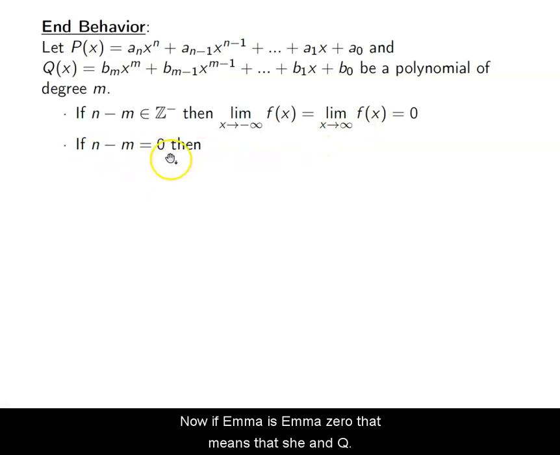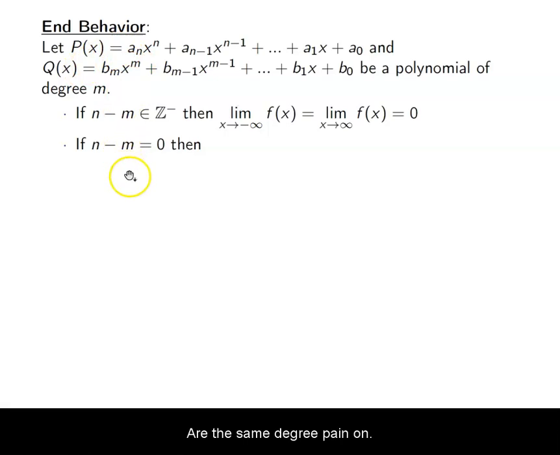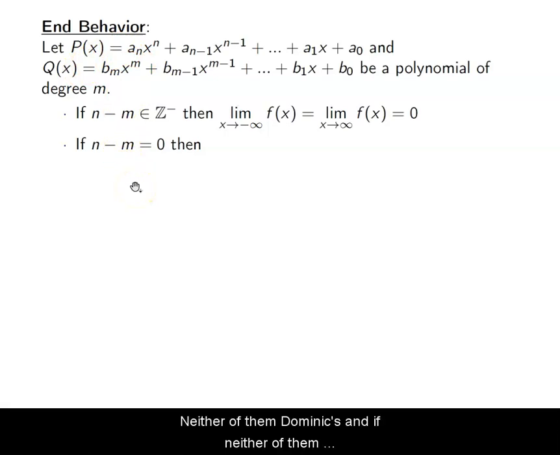Now, if n minus m is 0, that means that p and q are the same degree polynomial. Neither of them dominates, okay? And if neither of them dominates, then that means they're basically canceling each other out for the most part, right? So as I plug in very, very large values of x, right? If this is x to the n, let's say this was x squared and this was x squared, well, the x squares basically cancel because those are the things that dominate the function. All the other stuff doesn't matter, right?